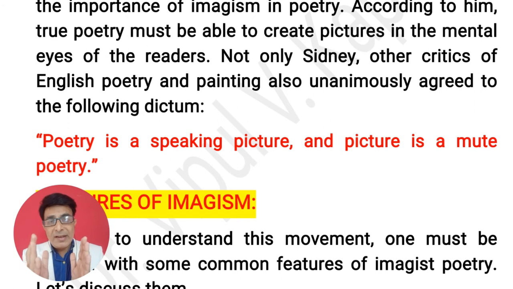So here the critics and scholars have compared two different arts, painting and poetry. According to them, painting is a mute poetry. In painting there must be some rhythm, and according to them, poetry is a speaking picture, meaning poetry must be able to create pictures.